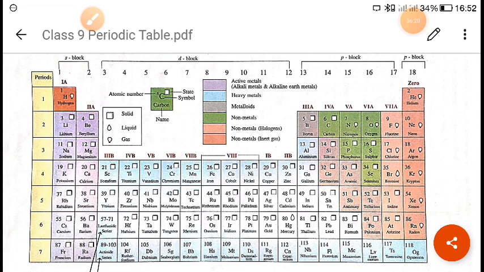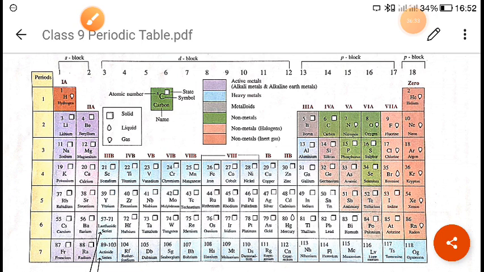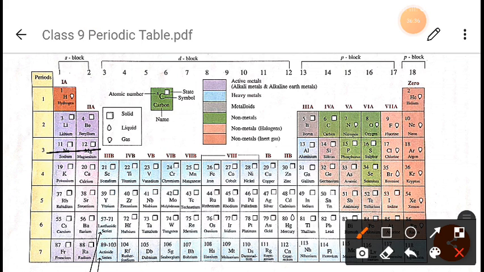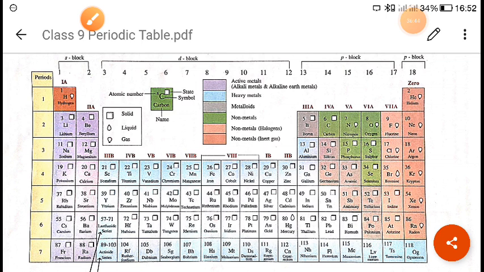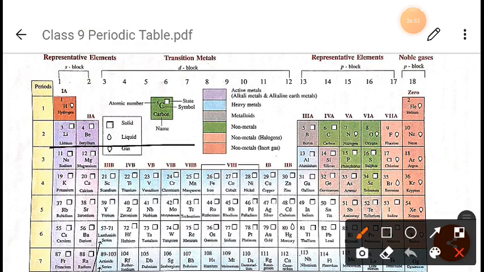Means what? If you take the example of potassium, calcium, scandium, titanium, vanadium, or if you take the example of sodium, magnesium, aluminum, silicon, phosphorus, sulfur, chlorine and argon, when you are moving from here to here, at that time what will happen? The reactivity first decreases up to group 14. Means what? From here to here, this is group 14, right. So up to this, the reactivity will decrease, okay.